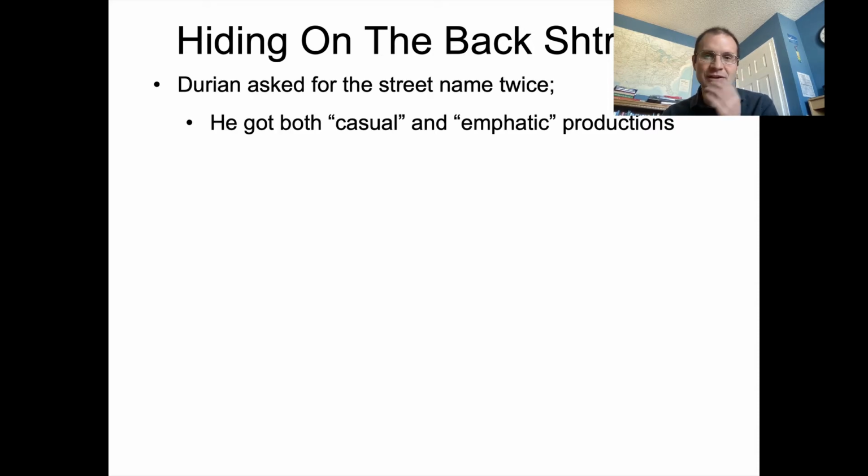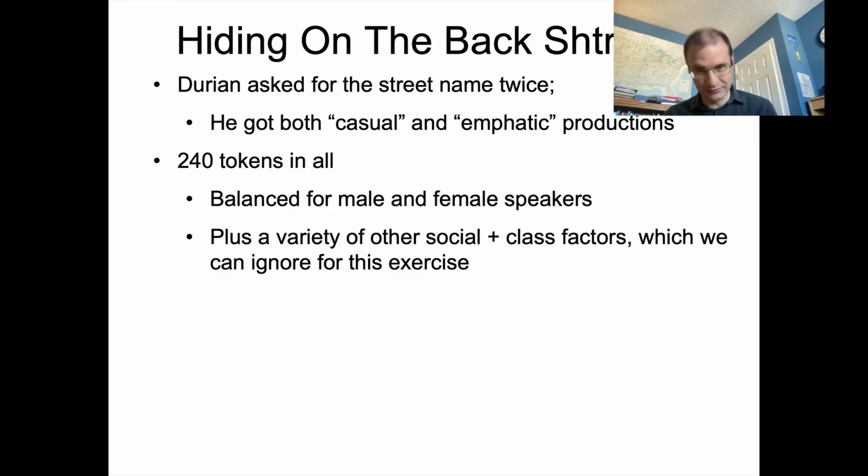So he asked for the street name twice, getting both the casual sort of initial and the emphatic productions, where he pretended like he didn't understand, so they would say it again, hopefully clearly. Got 240 tokens in all, balanced for male and female speakers, and then he got a variety of other social and class factors, which we can ignore for this exercise.